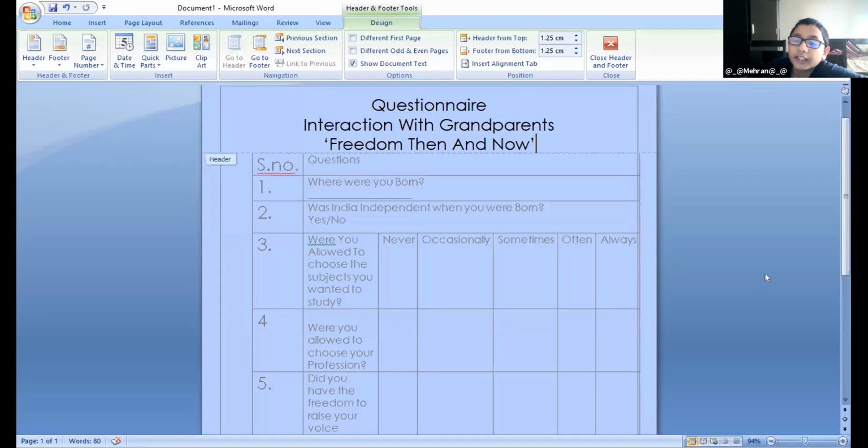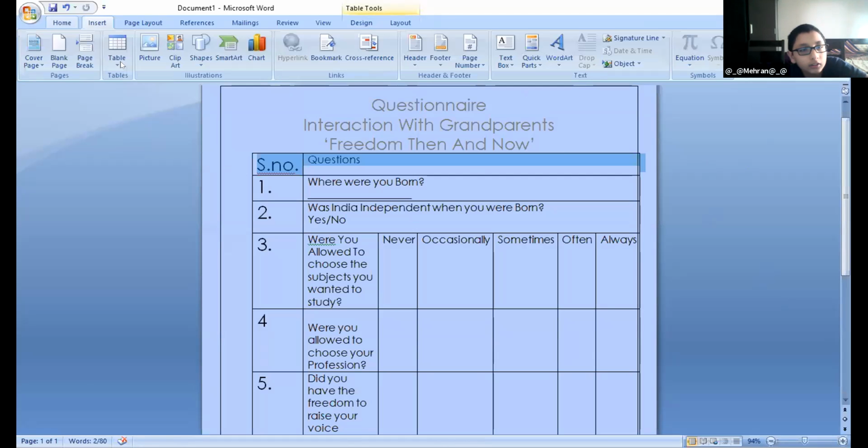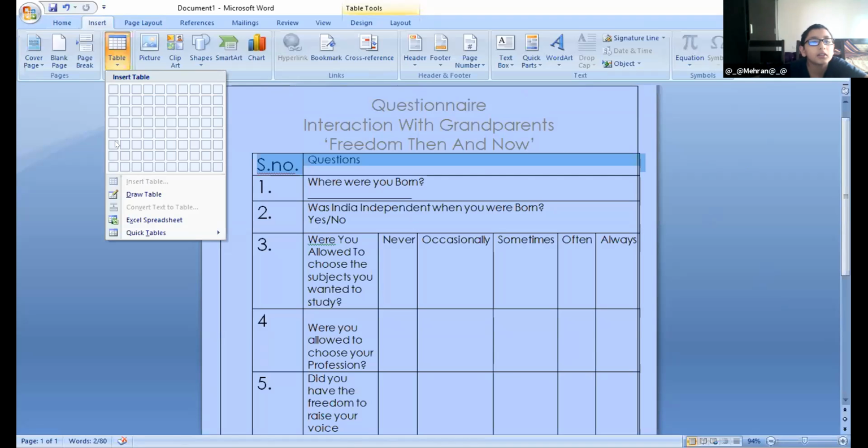Ma'am, can I pause sharing for 1 minute? Yeah, sure. I have to create a folder in which I will have to save this. 1 second. Go with the second step. The second step is to go to insert and make a table.